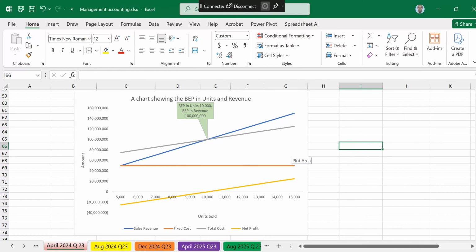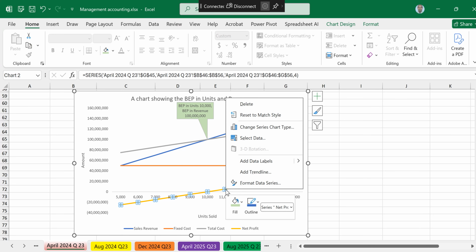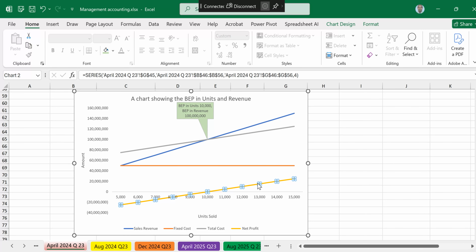Now for the profit zone, click on this line for profit. You can see the line for net profit. Just click on it, then right click. That line for profit, it's yellowish. Right click and format data series.